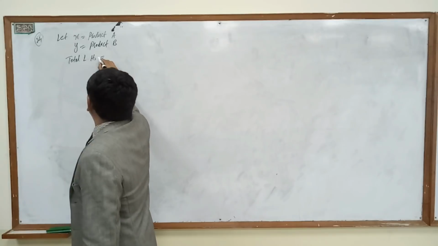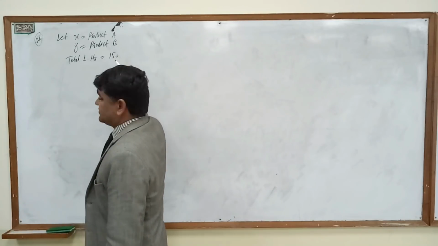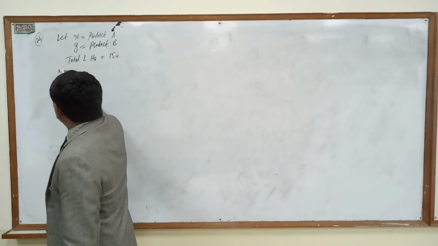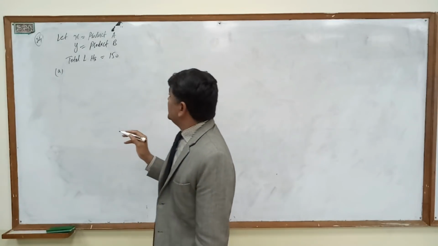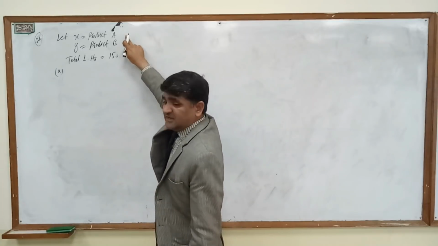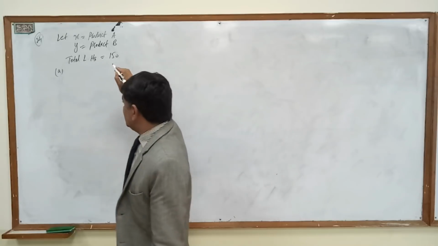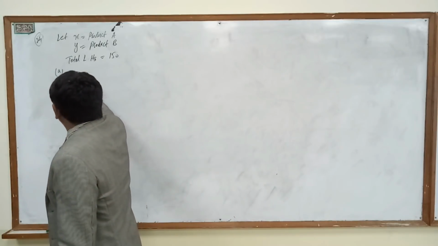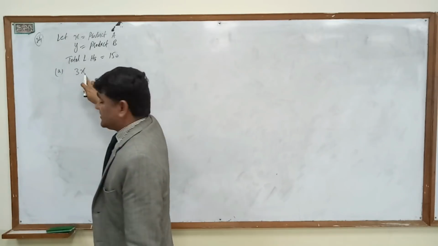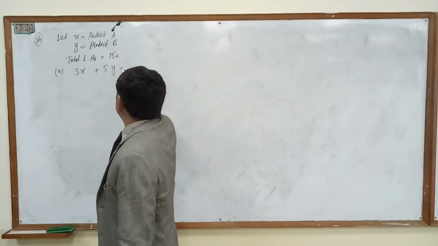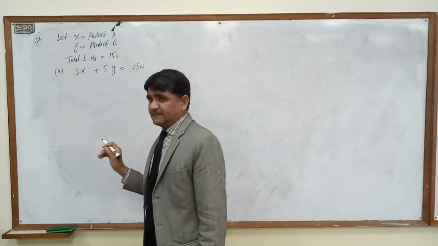Total labor hours are 150. In part A, we have to determine the linear function. To make a unit of product A, 3 hours are required. To make a unit of product B, 5 labor hours are required. So, 3x plus 5y is equal to 150.